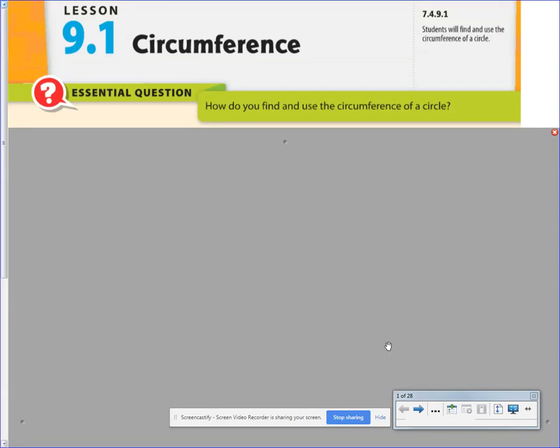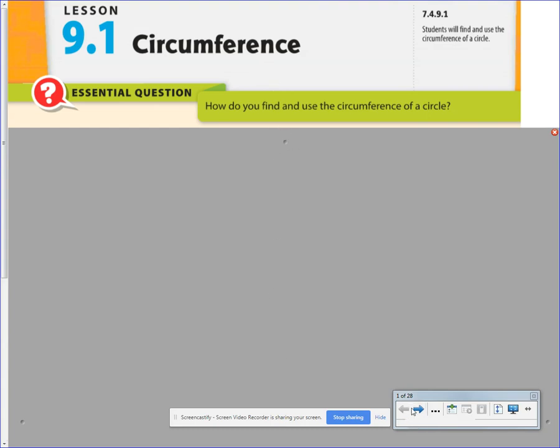We are starting Module 9 and getting into more of our geometry unit. And so I need you to do a couple of things. One is get your notes ready. Two, make sure you have a calculator because we're going to use it a ton. And of course, your handy dandy pencil as we work through all of this.